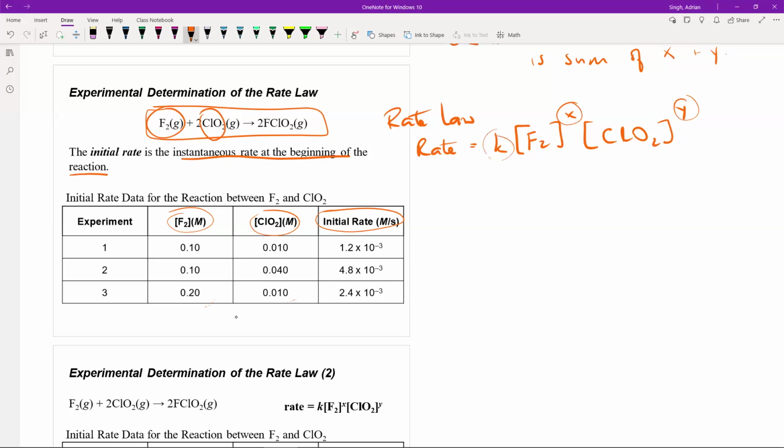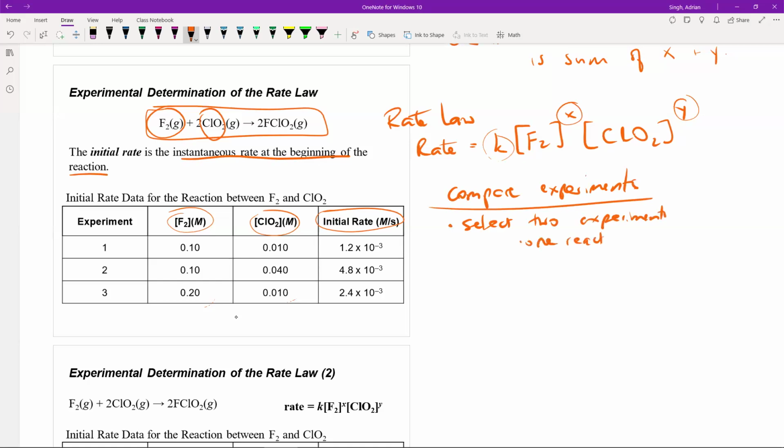So how do we determine X and Y? I'm sorry, and K, the rate constant? Well, what we can do is compare different experiments. We want to select two experiments to compare where one reactant concentration is unchanged, and the other is varied or changed.